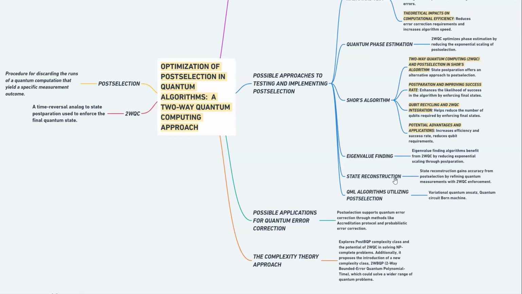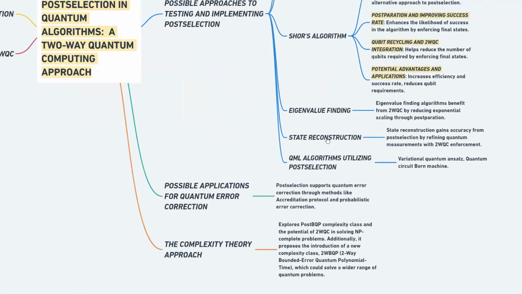In addition to eigenvalue finding, let's consider state reconstruction. State reconstruction is another quantum process where accuracy is crucial and post-selection is typically used to refine the results. However, achieving higher accuracy often requires multiple post-selection steps, which can be computationally expensive. With two-way quantum computing, post-operation could enforce the correct final state during the reconstruction process, reducing the number of post-selection steps required and improving the overall efficiency of state reconstruction.